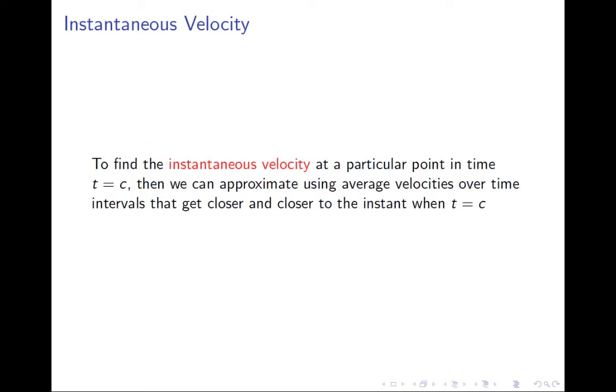To find the instantaneous velocity of an object in motion at a particular point in time, say t equals c, then we can approximate it using average velocities over time intervals that get closer and closer and closer to the instant when time is equal to c.